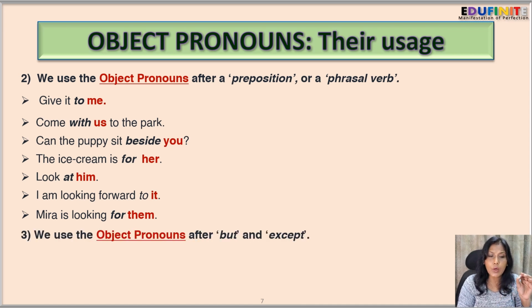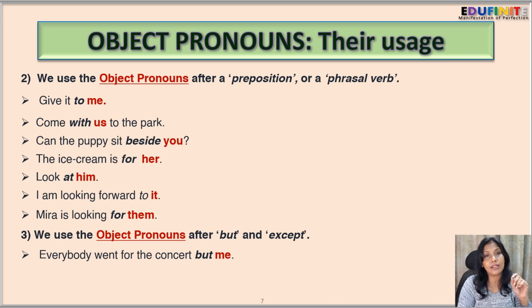Next, we use object pronouns after but and except. So another place where we use these object pronouns is after but and except. Everybody went for the concert but me. So when we try to express that everyone at home has gone for the concert but I haven't been there, I'm at home, we can say everybody went for the concert but me.